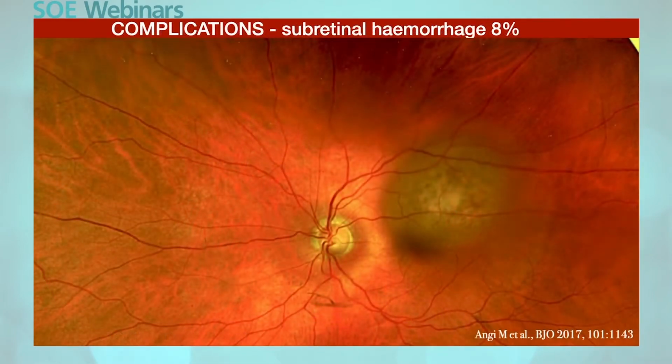And even worse, a subretinal hemorrhage. This is a case of a 70-year-old man with a new tumor. The son had a choroidal melanoma, but this looked more like a metastasis. We weren't sure, so we did a biopsy. It turned out to be a melanoma as well.